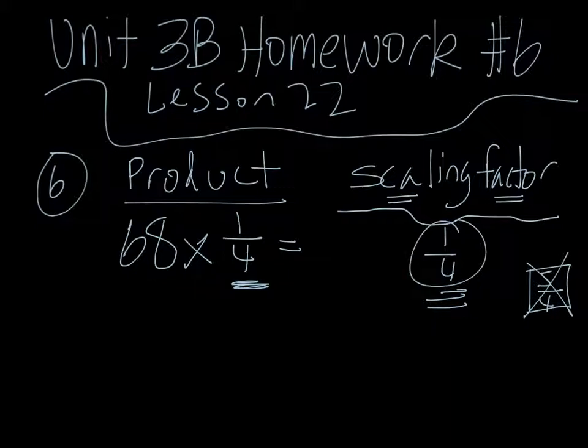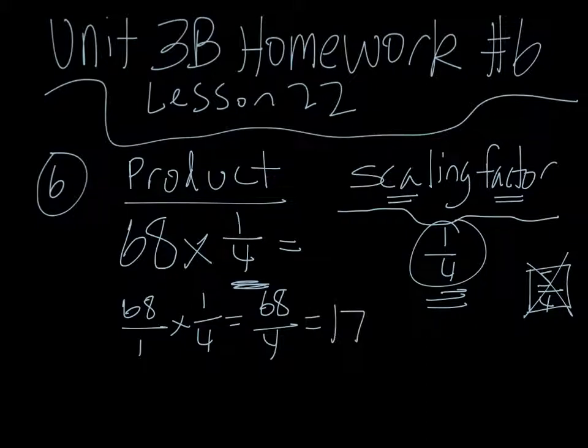So we're going to do top times top and bottom times bottom, and we're going to get 68 over 4. To change that into a mixed number, 4 goes into 68 17 times. So how tall will the fountain be? The fountain will be 17 yards tall.